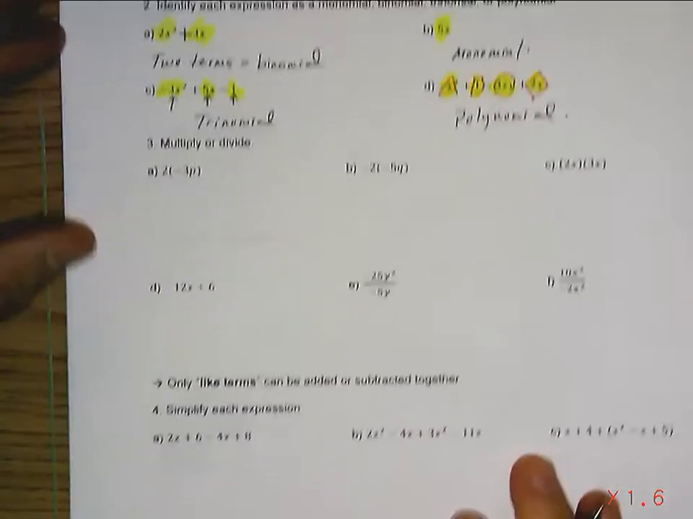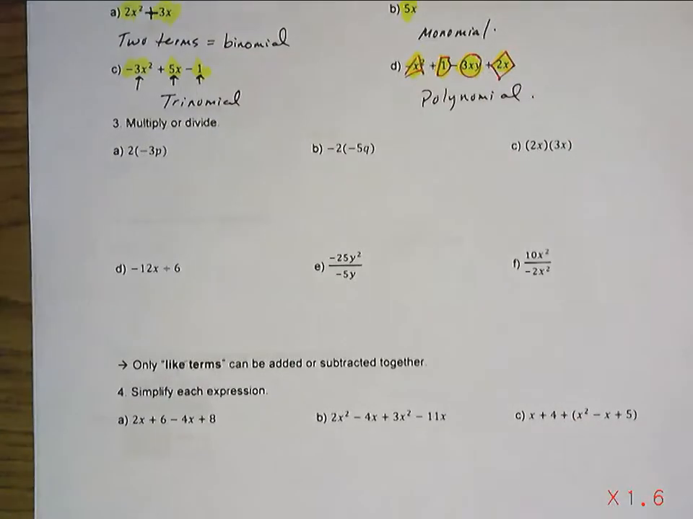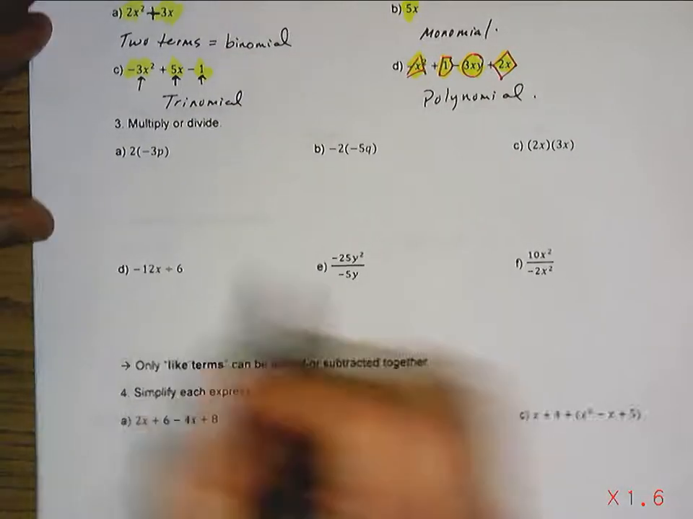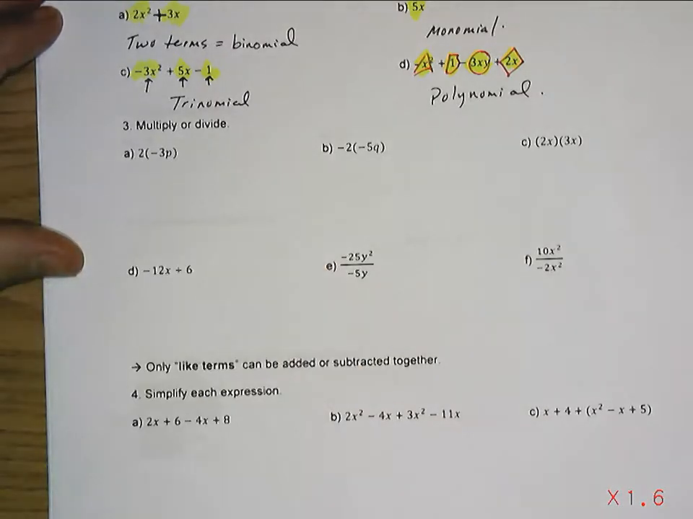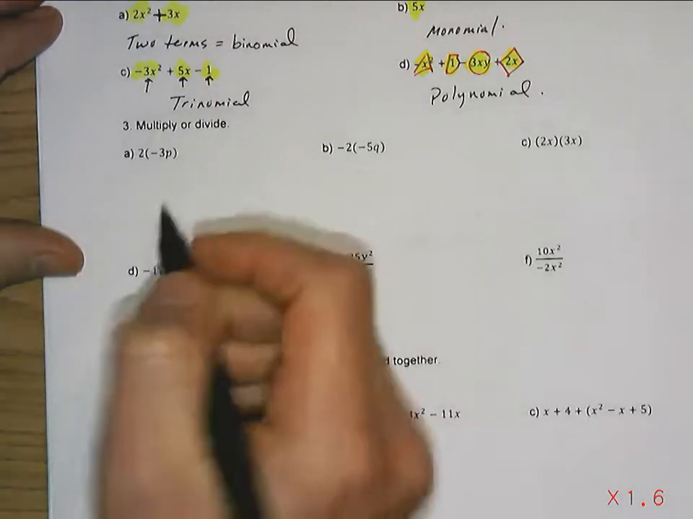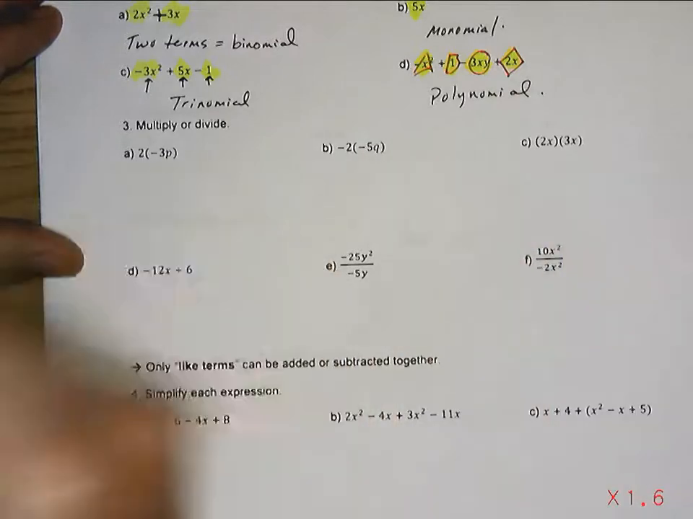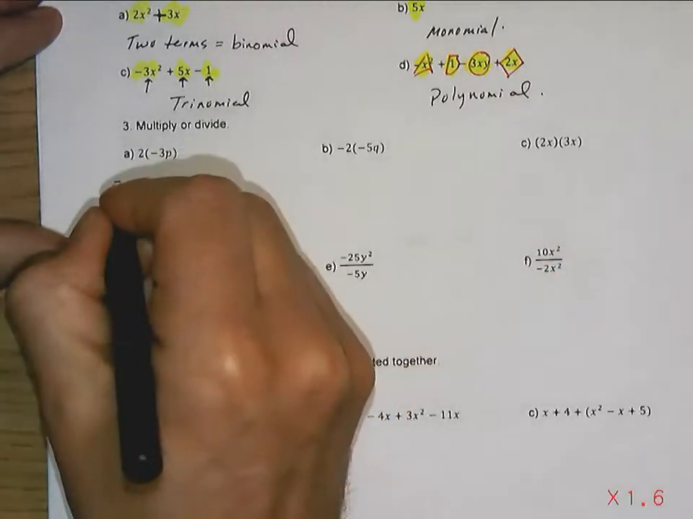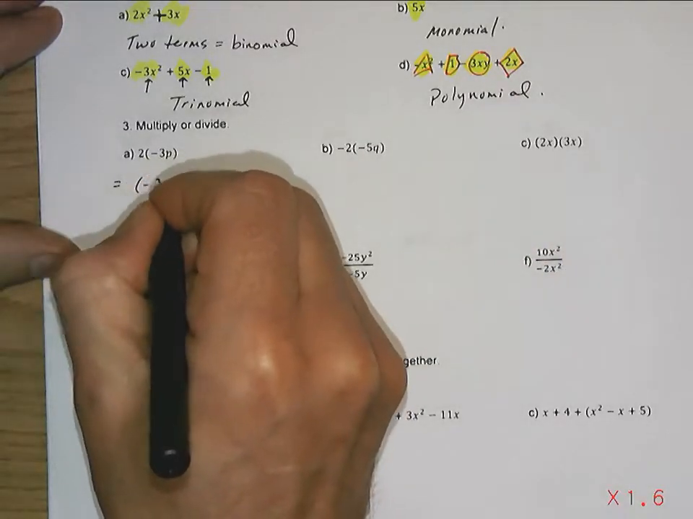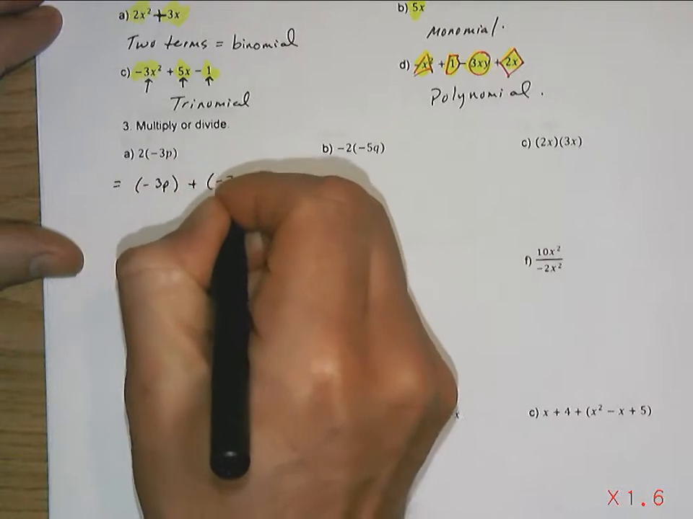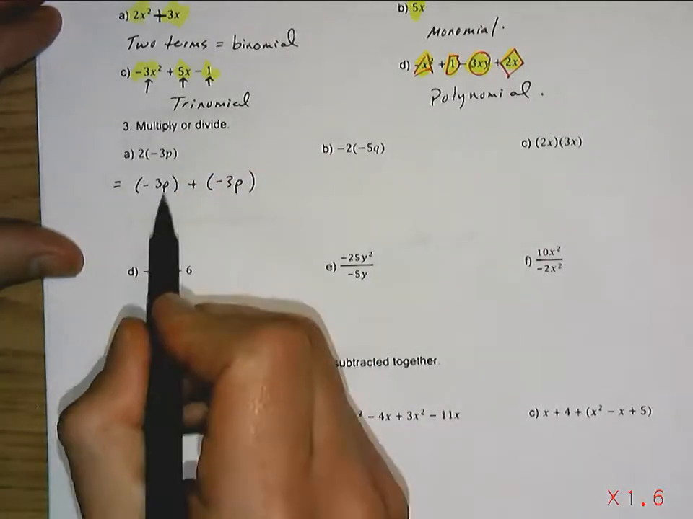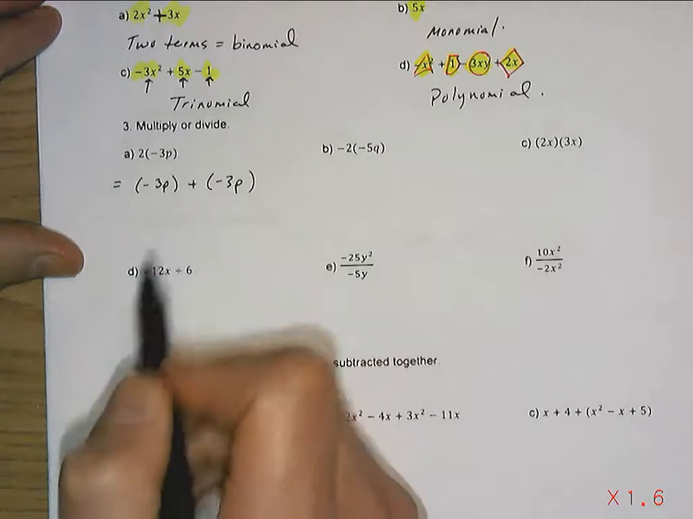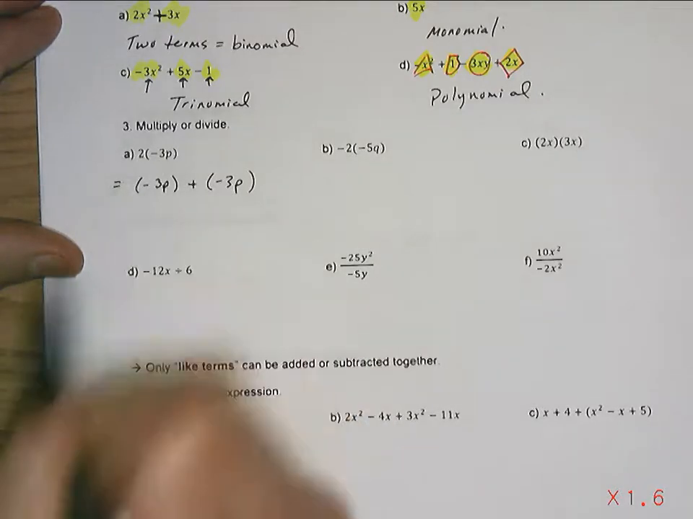Yay! All right. Well, we want to extend our idea of multiplying and dividing to work with these terms. So this is 2 times negative 3p. Now, what it means is very different than how we're going to do it. What it means is that you have a negative 3p plus another negative 3p. That's what it means. You have two negative 3p's.